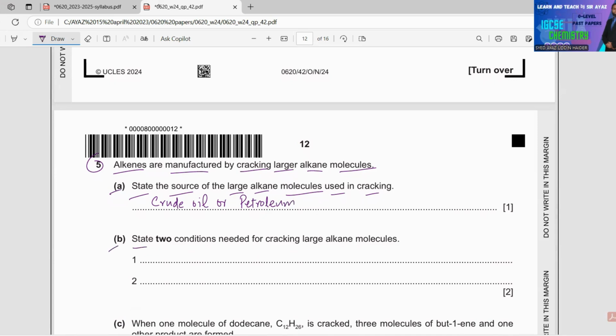Part B. State 2 conditions needed for cracking large alkane molecules. You can have thermal cracking, so you will write thermal or high temperature, and catalytic cracking, where we use a catalyst. So I will write high temperature.